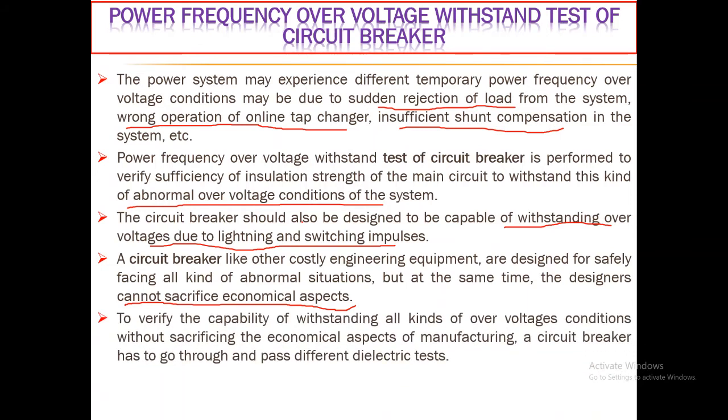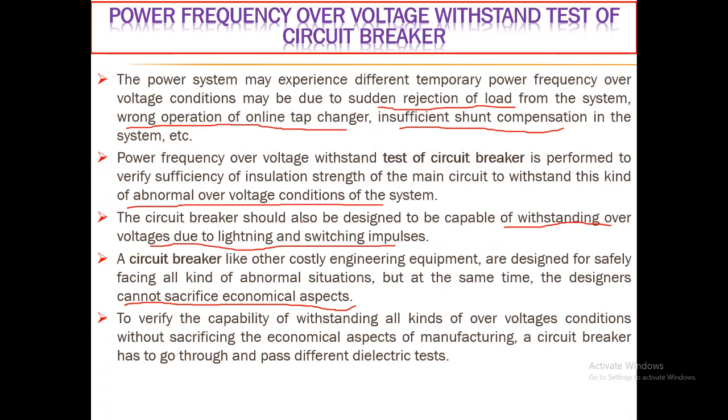To verify the capability of withstanding all kinds of over voltages, not only power frequency but also impulsive over voltages, without sacrificing the economical aspects of manufacturing, a circuit breaker has to go through and pass the different dielectric tests.